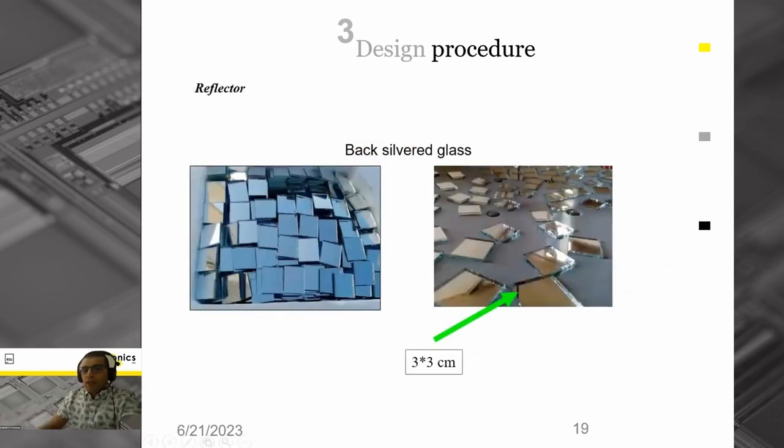In this study, the reflector consists of several back-silvered glass mirrors that cover the interior surface of the parabola. The improvement of using this type of mirror for parabolic dish concentrators lies in the thickness of the glass plate. The lower the thickness, the higher the reflectivity of the mirror will be, thus allowing it to bend to obtain the desired parabolic shape and maximize efficiency. So we cut the mirror into 3 by 3 centimeter squares.